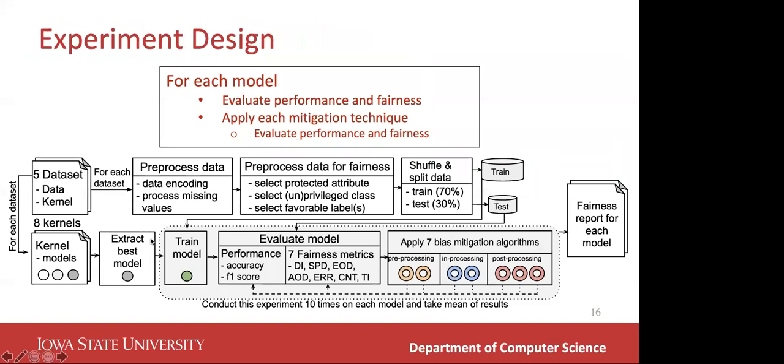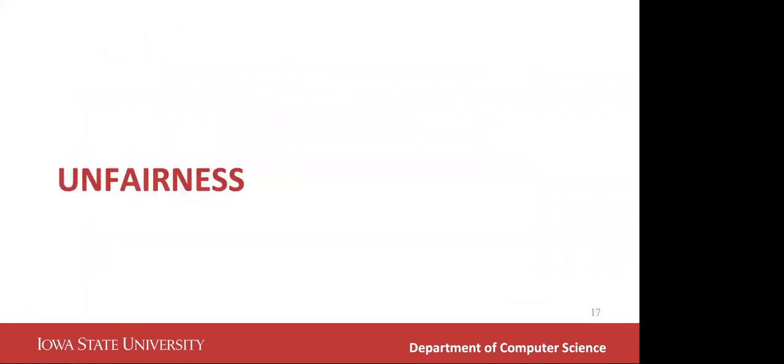Okay, so for each of the models, we evaluated the performance metrics like accuracy and F1 score, and then for each of the models, we applied each of the mitigation algorithms. After applying the mitigation algorithms, we evaluated our performance and fairness metrics again. And for each of these, we ran it 10 times to see if the metrics and the performance are stable or not. And we used the same pre-processing techniques for each of the data sets to see the effect of the model, so that the pre-processing techniques don't affect the fairness. So next we are going to talk about the fairness results we got.